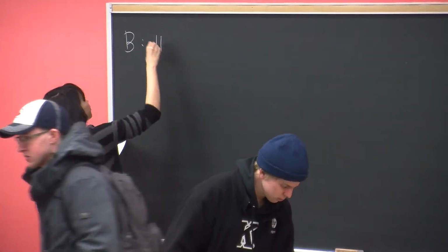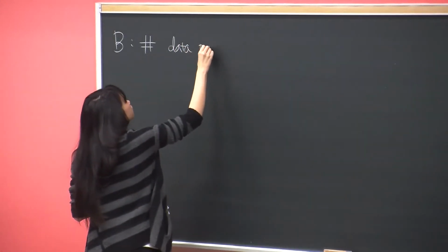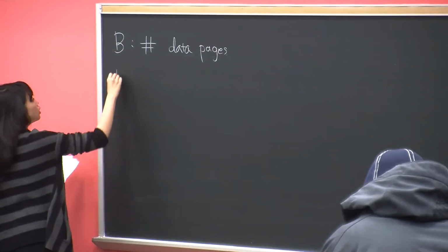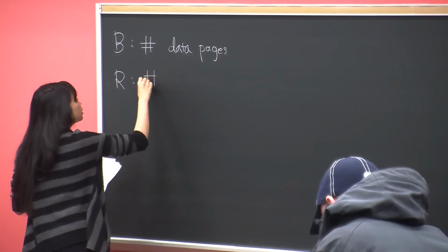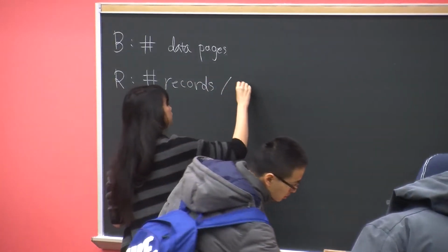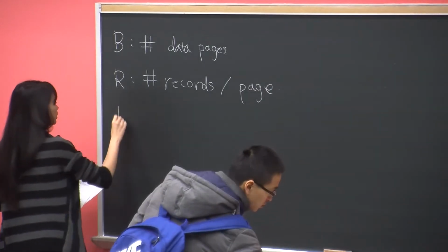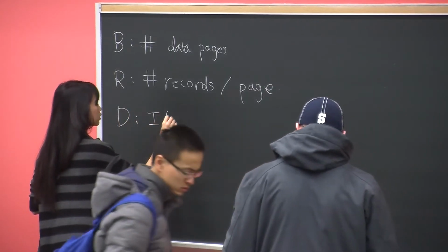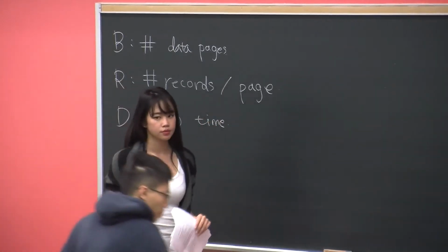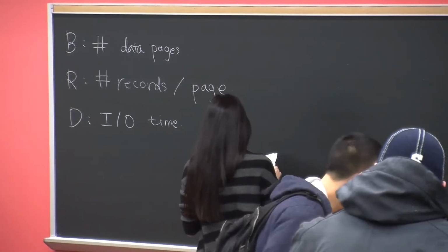You recall B means the number of data pages. R means the number of records per page. And D is the I/O cost. Okay? So let's continue the discussion on clustered index.